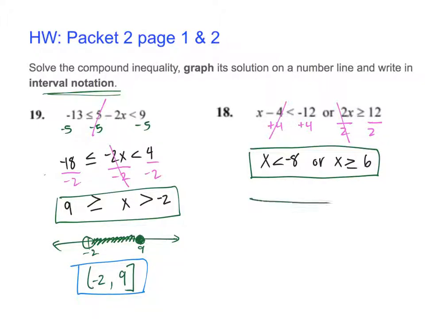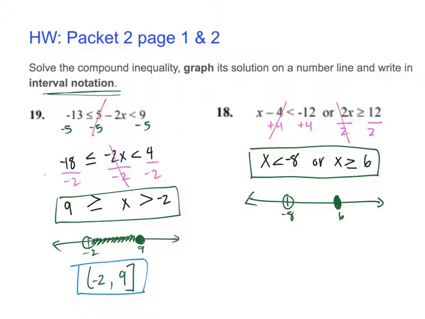I'm going to graph this. This is one of those that you definitely want to graph because it's really hard to tell what the interval notation is if you don't graph. Because you're not going to be able to see those infinity signs without graphing. Okay, so on here we have negative 8 and positive 6. Open on the negative 8 and then closed on the 6.